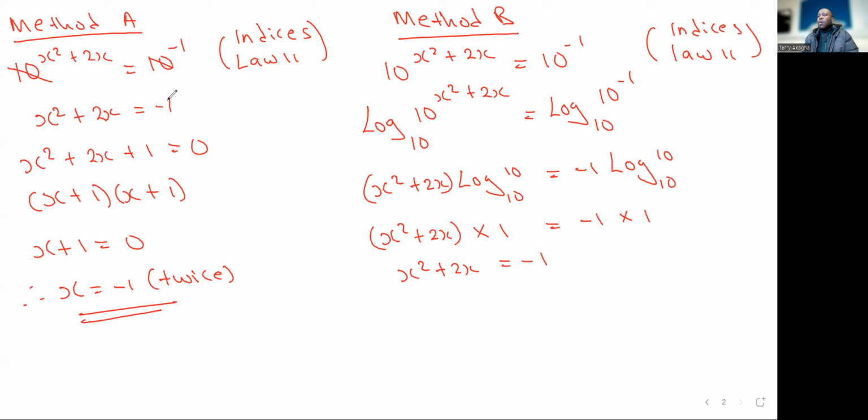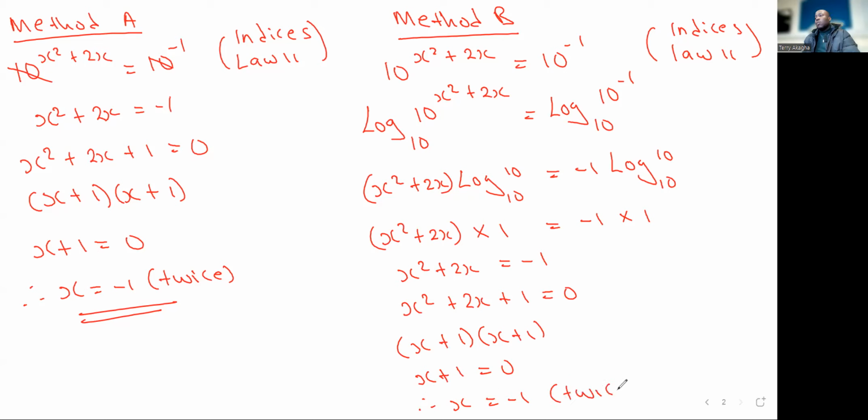So you can see we're back to this place. You take it to the other side. We have x squared plus 2x plus 1 is equal to 0. You factorize, it will be x plus 1, x plus 1. Then when you have that, x plus 1 is equal to 0. So therefore, x is equal to minus 1 twice. So that's the value for x there. x will be equal to minus 1.